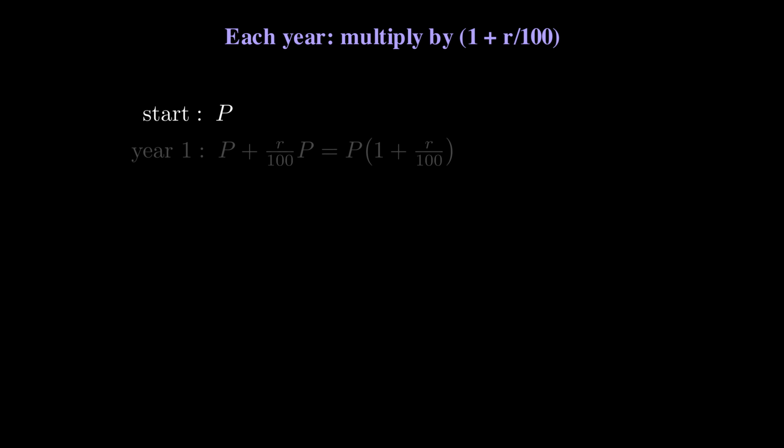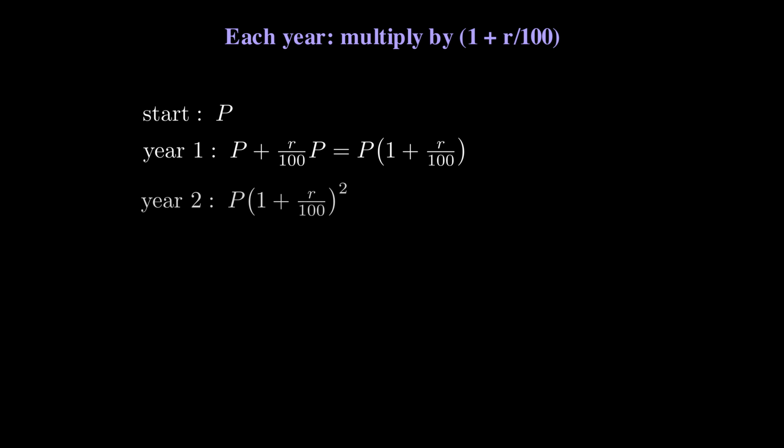Let's build the formula, not memorize it. You start with the principal, capital P. After 1 year, the bank adds R% of it. That's P plus R over 100 times P, which factorizes to P times 1 plus R over 100. So 1 year of interest is just multiplying by that bracket. Now the key idea. Year 2 multiplies by the same bracket again, so we get the bracket squared. Year 3 cubed. Each year is the previous balance times the very same number.